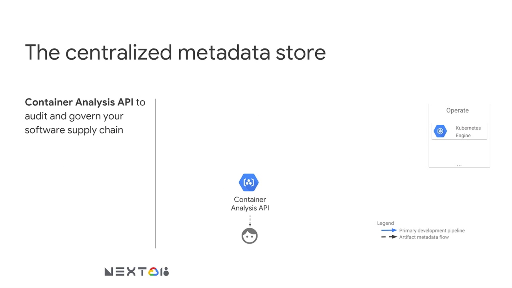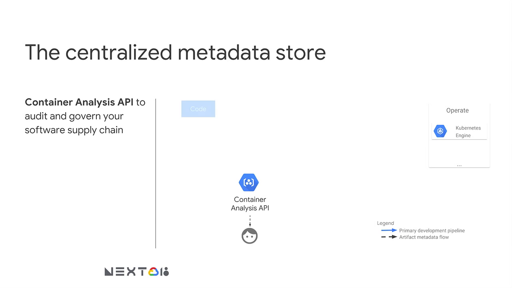Binary authorization integrates with the centralized metadata store hosted by Google Container Registry. It's called the Container Analysis API. We've also announced this product today. Container Analysis API is designed to be the one-stop shop for all metadata associated with a container, so that a centralized stakeholder, if he has questions about a particular container that is being deployed or that is running, can go in and check to see what are all the things I know about the container.